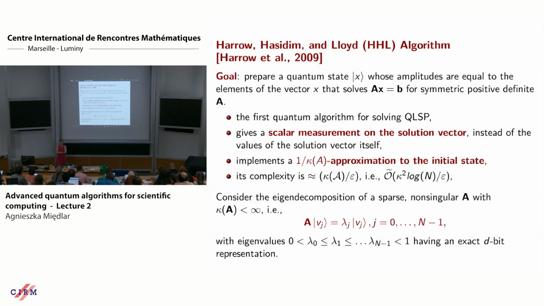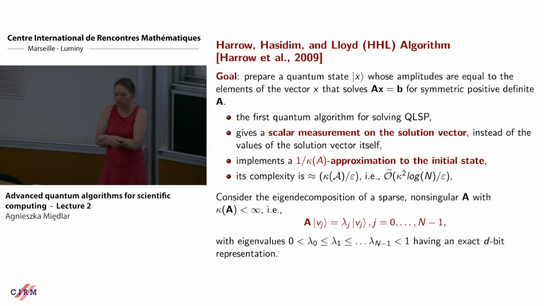So I just briefly want to introduce the HHL algorithm. This is actually 2008, but it was published in 2009, so I'm giving you the reference to the published paper. So prepare a quantum state whose amplitudes are equal to the elements of the vector x that solves Ax = b for symmetric positive definite A. We are talking about a symmetric positive definite matrix here because the assumption is that the eigenvalues of the matrix A are not only real, but they're also positive, and that involves the structure for this particular application.